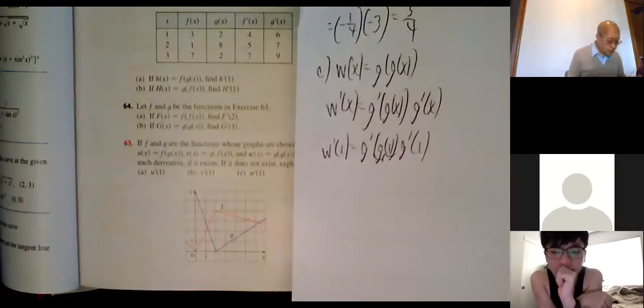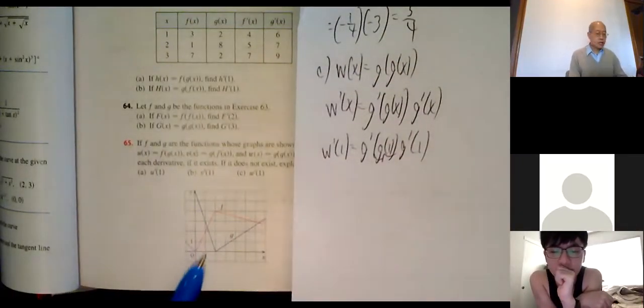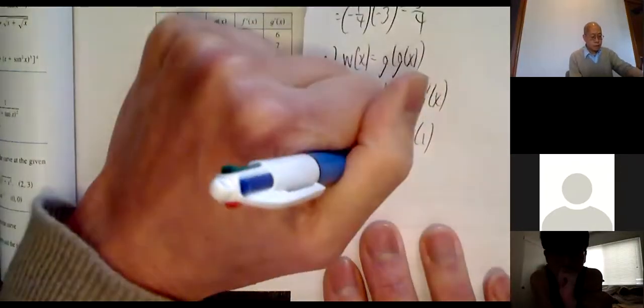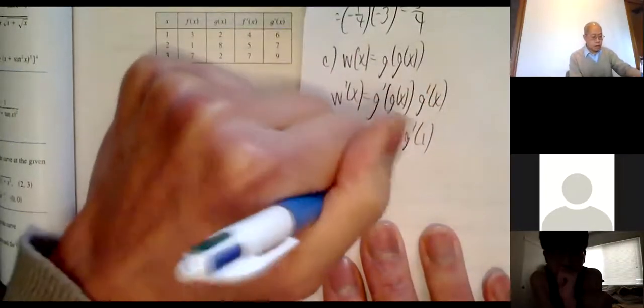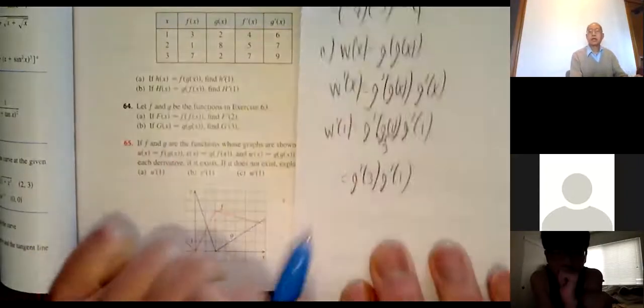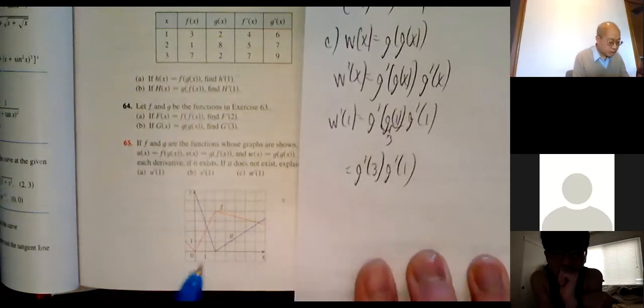Right, so g function, blue function. Pretend the red function is not even there. So first I want g of 1. G of 1 is 3 again. So I need g prime of 3, g prime of 1. Okay. Slope at 3, slope at 1, only for the g graph.